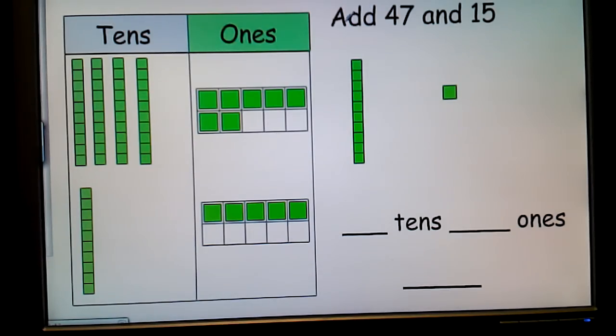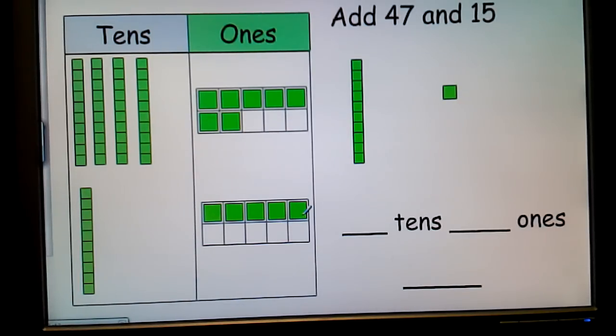In the problem where it says add 47 and 15, the first thing you'll see is that I have already made the 47 and the 15 using base 10 blocks. I have 47 on top: 10, 20, 30, 40, 41, 42, 43, 44, 45, 46, 47, and I also have 15 on the bottom: 10, 11, 12, 13, 14, 15. I'm going to have to add these two together, and I'm going to use base 10 blocks and modeling to help me do some regrouping.